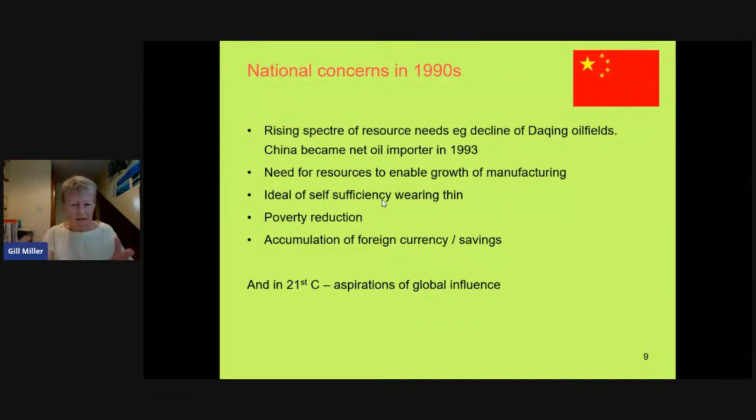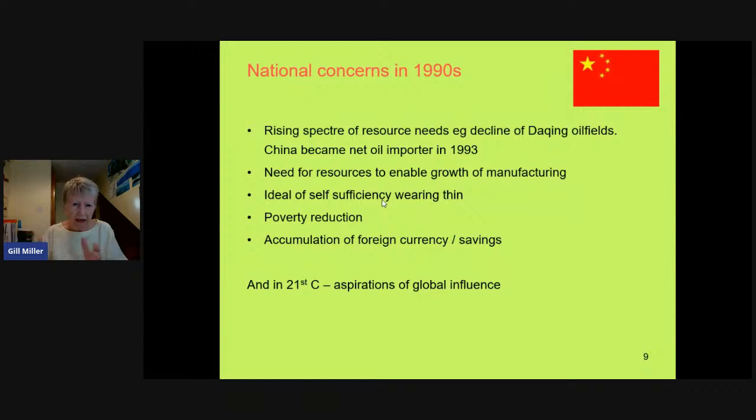So after a bit of history, while all this has been going on, China has had a few concerns. It's running out of oil. It needs resources. It needs fuel. It needs various sources of power. It needs resources to grow its manufacturing. It's a big population. It's now realizing that it can't be sustainable, and so it's got to interact with the rest of the world.